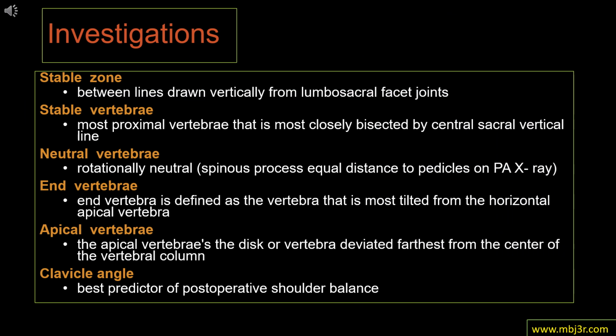In the X-ray, you have to define the stable zone, stable vertebra, neutral vertebra, end vertebra, apical vertebra and clavicle angle. Stable zone is between the lines drawn vertically from the lumbosacral facet joints. Stable vertebra is the most proximal vertebra that is most closely bisected by the central sacral vertical line. Neutral vertebra is rotationally neutral, that is, the spinous process is at equal distance to the pedicles on the PA X-ray. End vertebra is the vertebra that is most tilted from the horizontal. Apical vertebra is the disc or vertebra deviated farthest from the center of the vertebral column. Clavicle angle is the best predictor of post-operative shoulder balance.